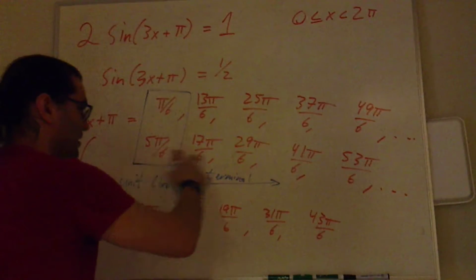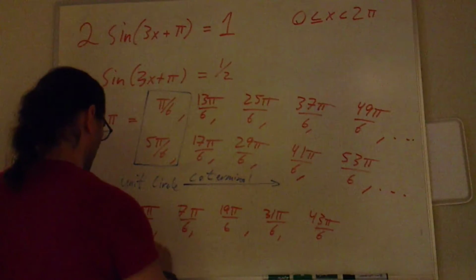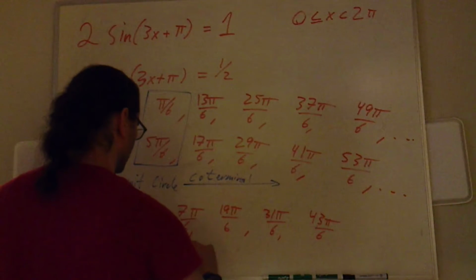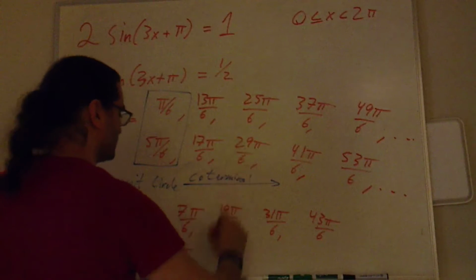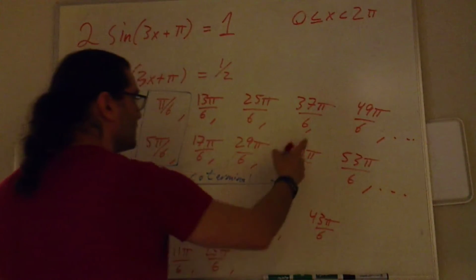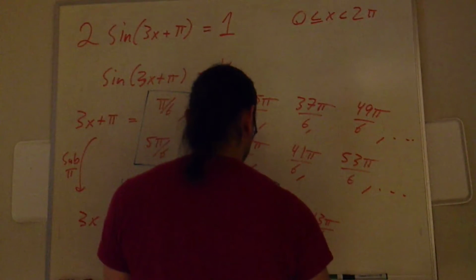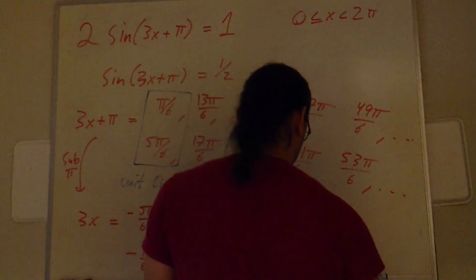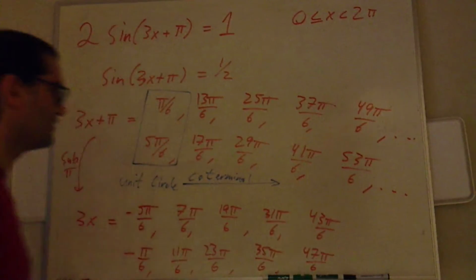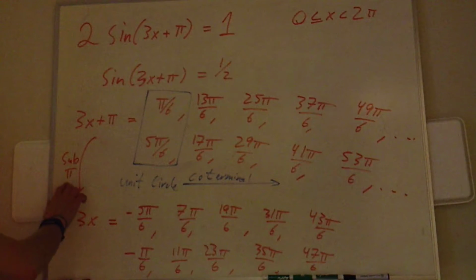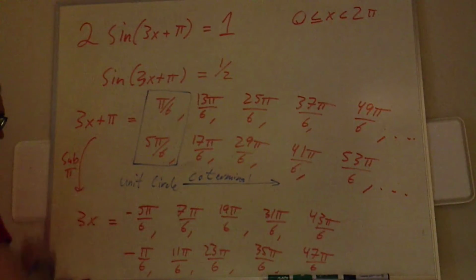Subtracting pi from the bottom row should give me negative pi over 6, 11 pi over 6, 23 pi over 6, 35 pi over 6, and 47 pi over 6. So, this is just subtracting pi, which is subtracting 6 pi over 6.